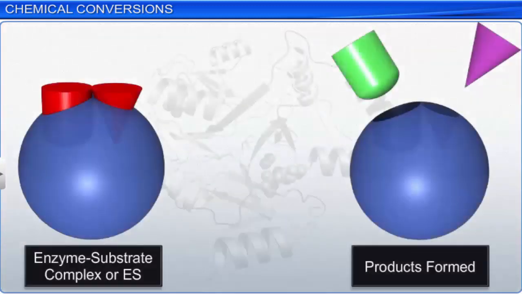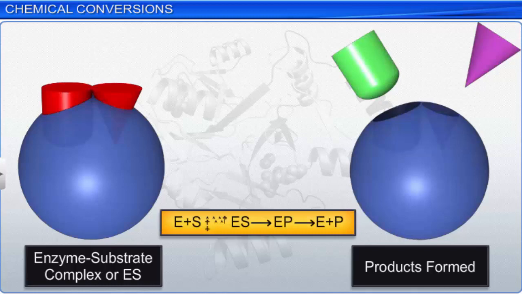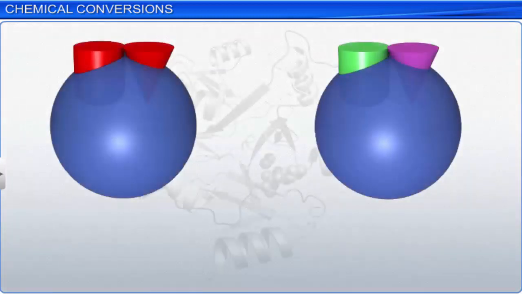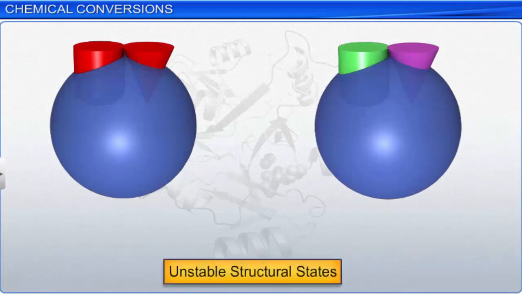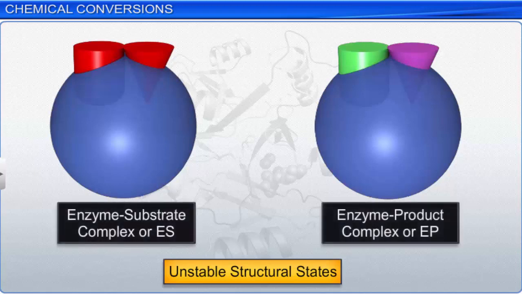Finally, in the fourth step, the structure of the substrate is transformed into the structure of the products. During the enzyme action, there can be many temporary, unstable structural states between the stable substrate and the product. For example, ES and EP complexes. These states are also known as altered structural states.